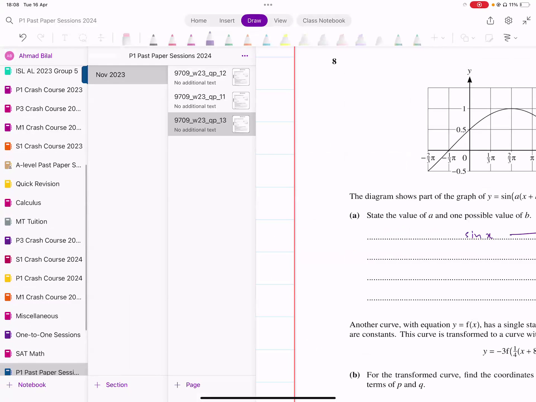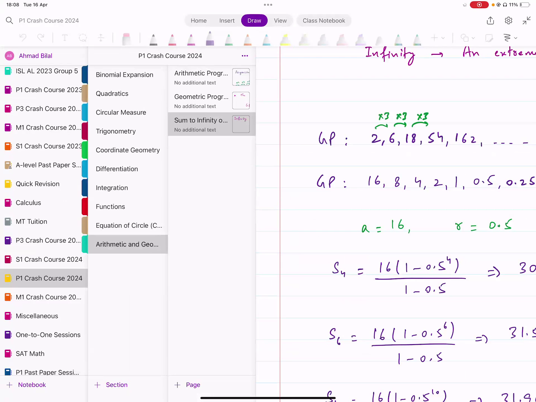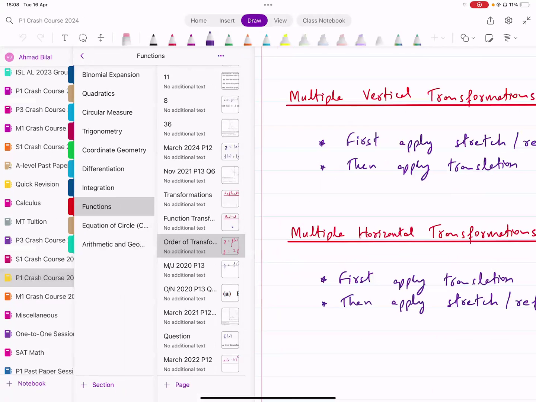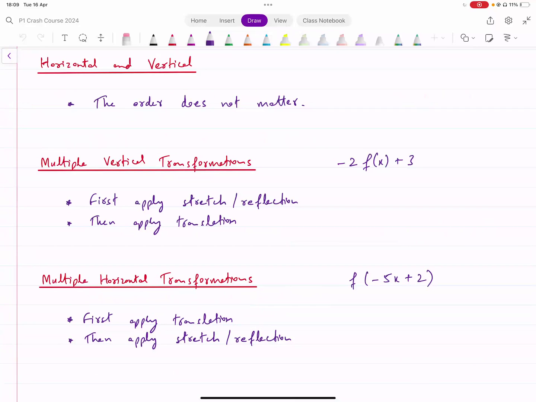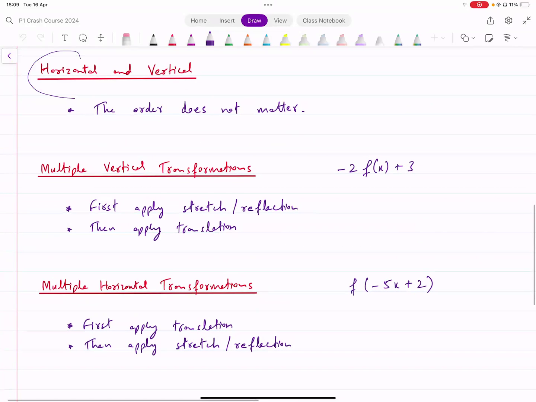And I would recommend that you go through this if you do not know about this already. Functions, order of transformations. You need to remember this. Whenever you have multiple transformations happening in the same function, this is how you figure out which transformation to do first and which to do next. If you have some horizontal and some vertical transformations, it doesn't matter which one you do first. Why? Because horizontal transformations only change x coordinates and vertical transformations only change y coordinates. You could do any of them first.